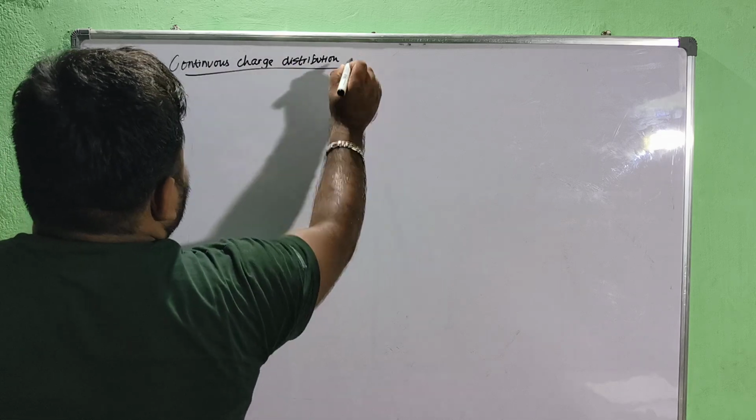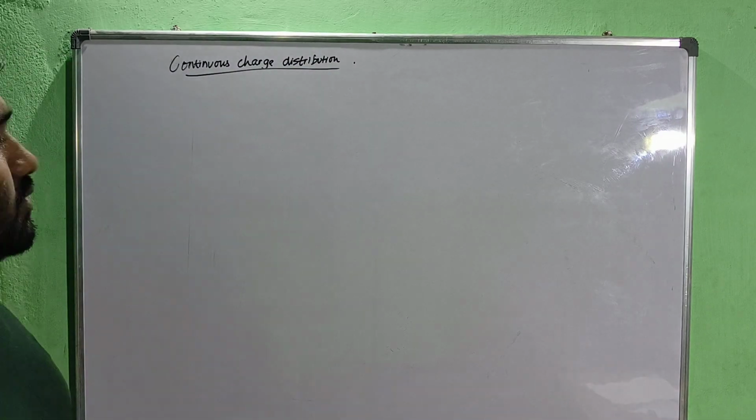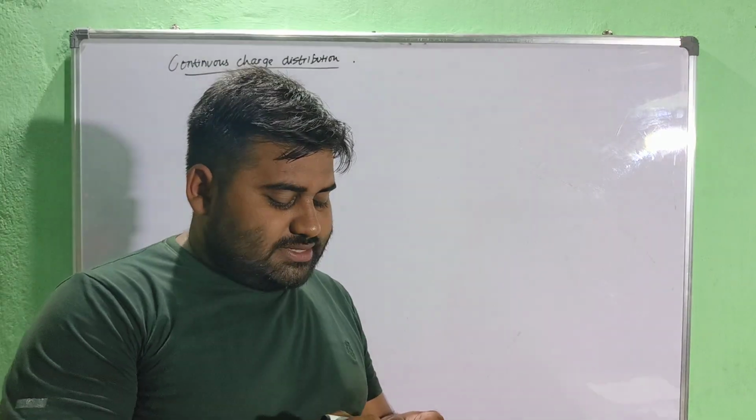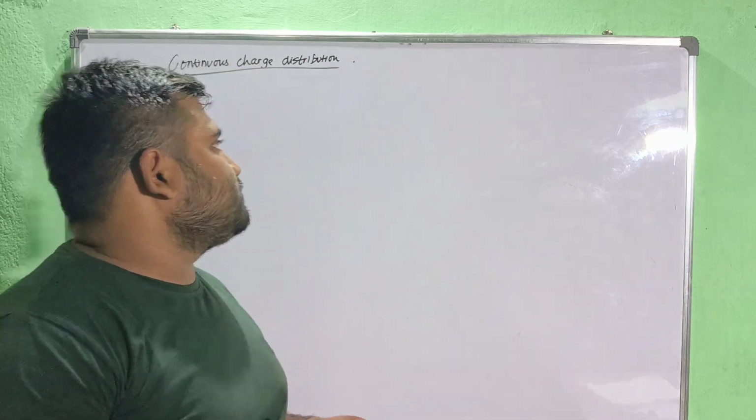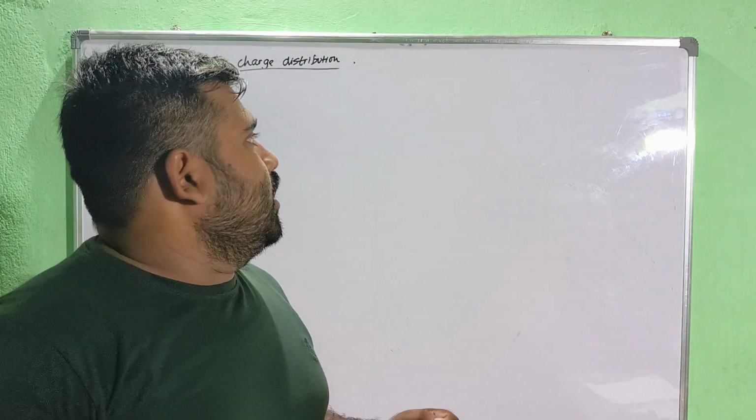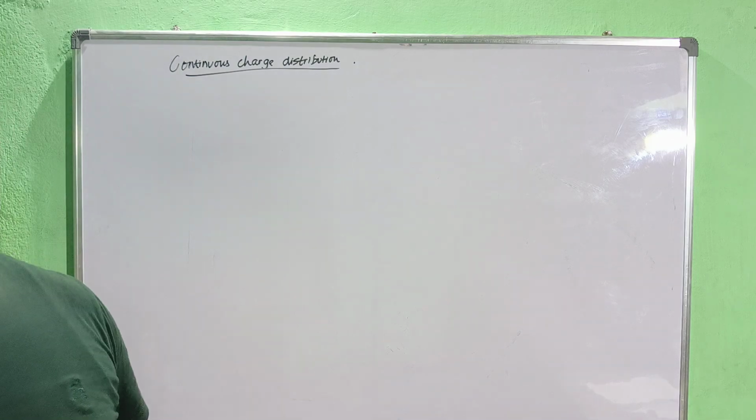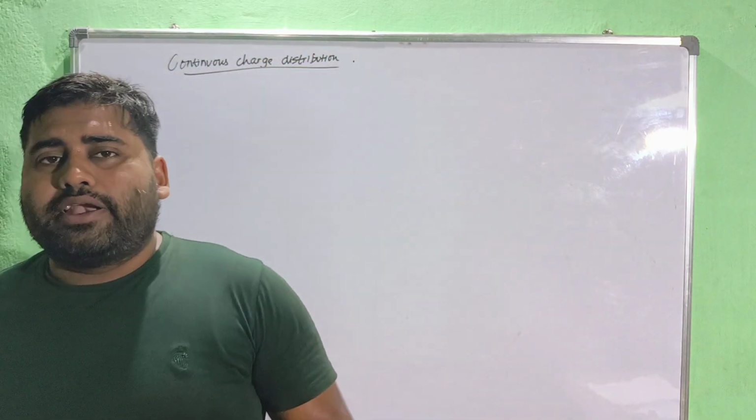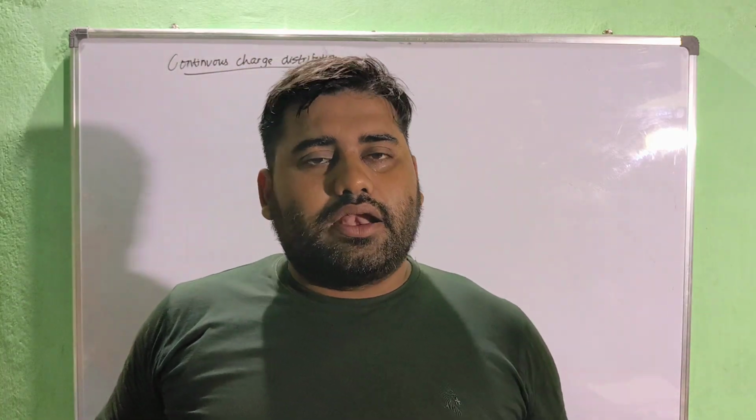As we know, charge obeys quantum nature, or it is discrete. We can find it from the formula Q equals N E. What is E? It is the charge on an electron. N is only a number.